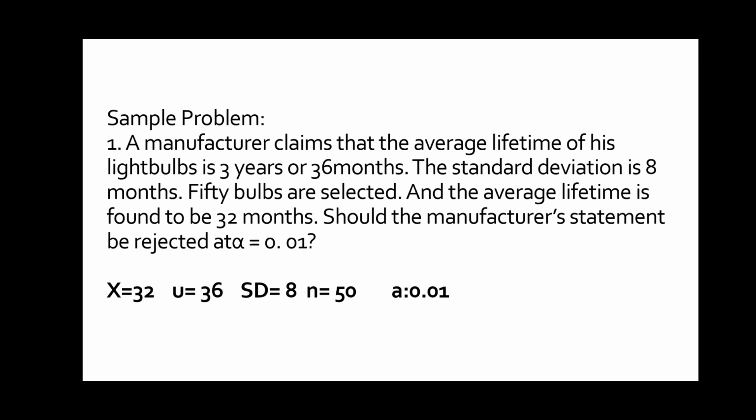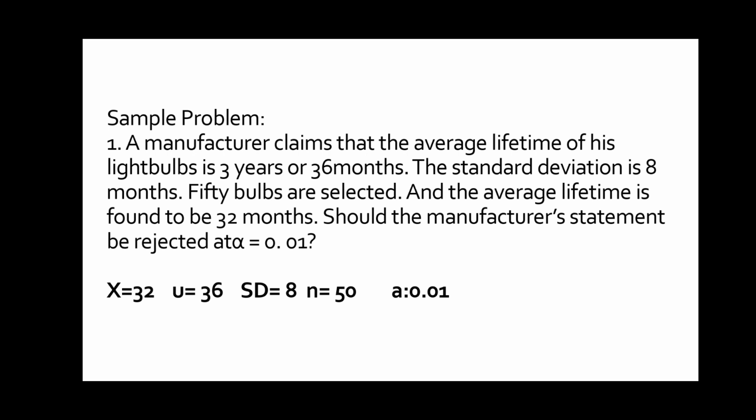Sample problem. A manufacturer claims that the average lifetime of his light bulbs is 3 years or 36 months. The standard deviation is 8 months. 50 bulbs are selected and the average lifetime is found to be 32 months. Should the manufacturer's statement be rejected at alpha equals 0.01? So the sample mean is 32, the hypothesized mean is 36, the standard deviation is 8, and the sample size is 50.